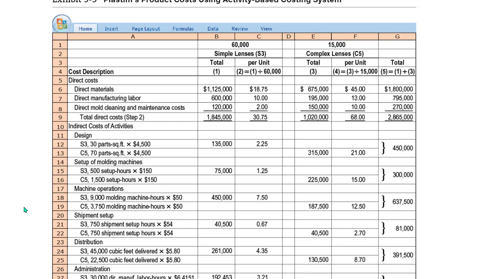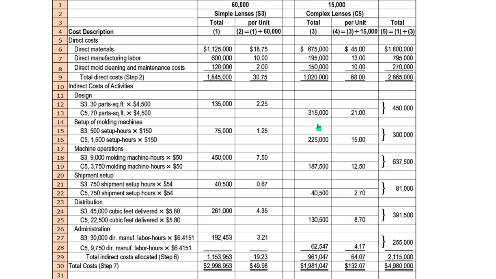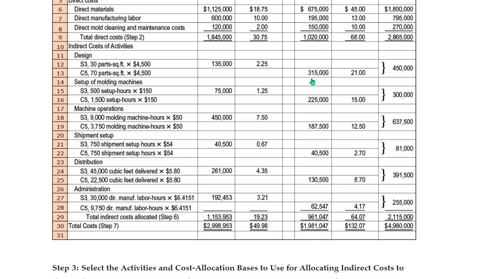So here are simple lenses and complex lenses. And here are all of our direct costs, 1,000,008 and 1,020. And then you can see the design is more expensive for the complex ones. So is the setup of the machine. Okay. The machine operators here are lower. They're more highly paid, but they're lower. But that's because they probably run more product through with the simple lens. Okay, shipment setup is about the same. Distribution, a little bit less here, but here are our total costs. 2.9 million versus 1.9 million.